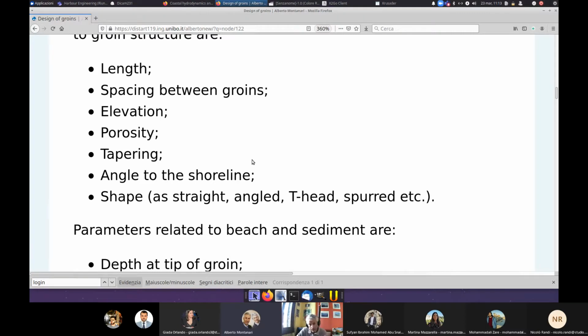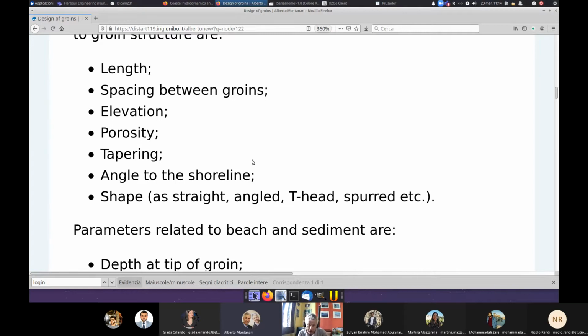The spacing between groins is clear, because we have already noticed that between groins you get a U shape. The larger the space between groins, the larger is the position of the U with respect to the land, so the larger is the erosion between the two groins. There is also groin elevation, which makes a difference.